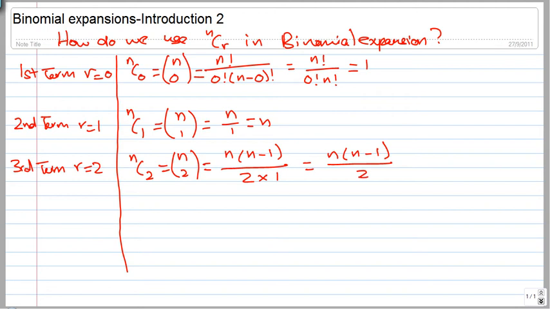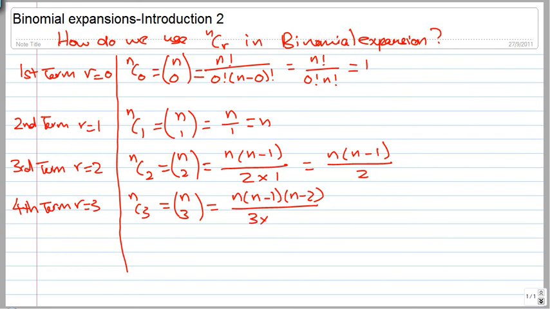And the fourth term occurs when r is equal to 3. NC3 can be written as such, which goes to n, n minus 1, n minus 2. And this is 3 factorial, which is 3 times 2 times 1. If you simplify, it's n times n minus 1 times n minus 2 over 6.